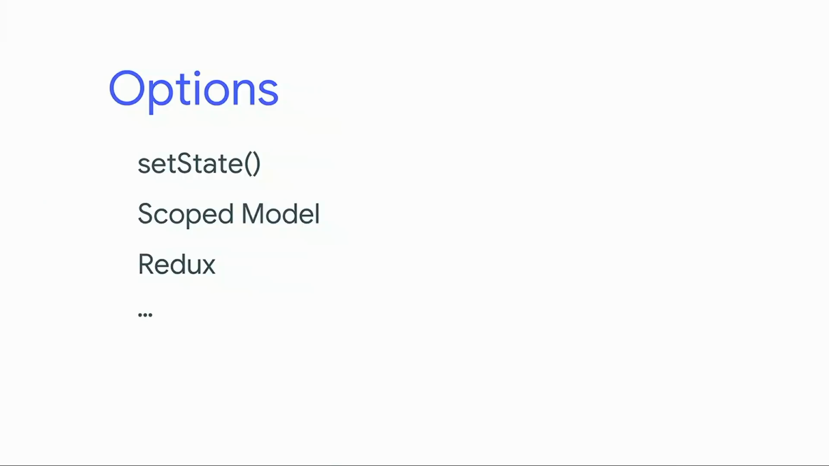Set state works fine if you have a very shallow tree and your app is fairly simple. Scope model is a fantastic way for a model which is relatively straightforward to be passed up and down and change on a tree of arbitrary depth. For those of you who like the Redux pattern, there is an excellent Redux implementation built by the community, the Redux package for Dart and Flutter Redux for Flutter, which will give you that pattern.